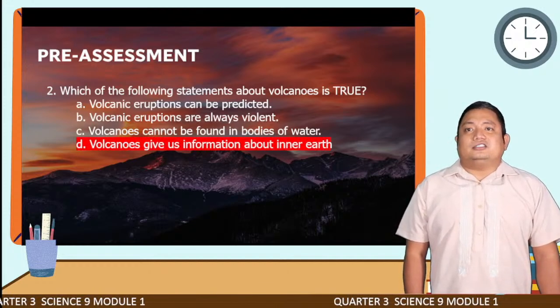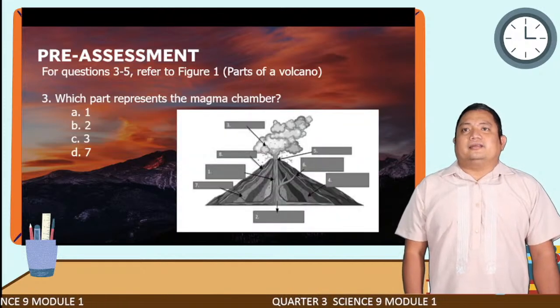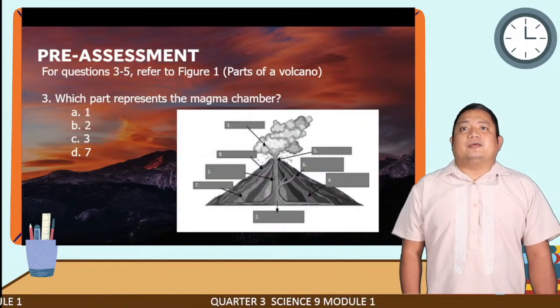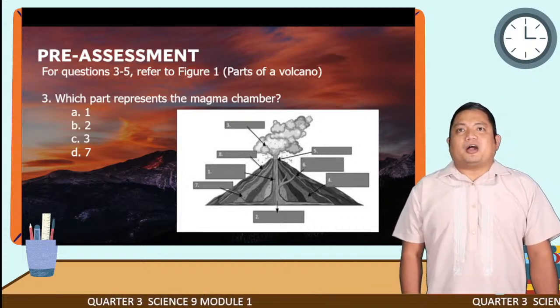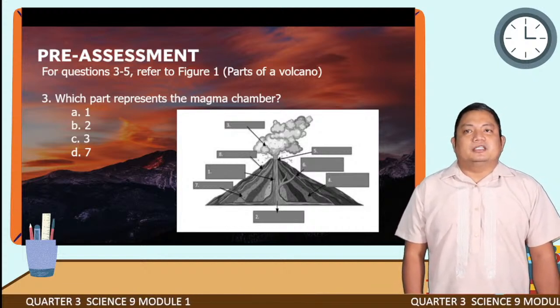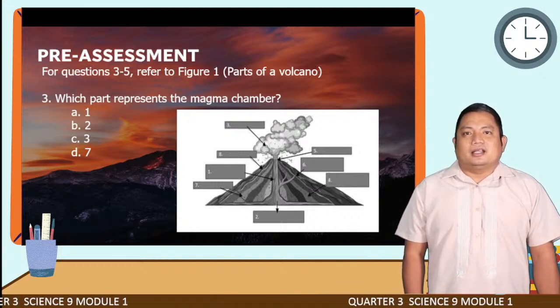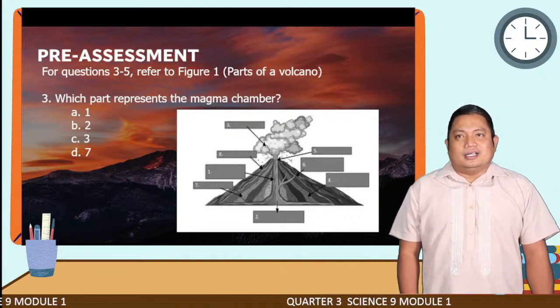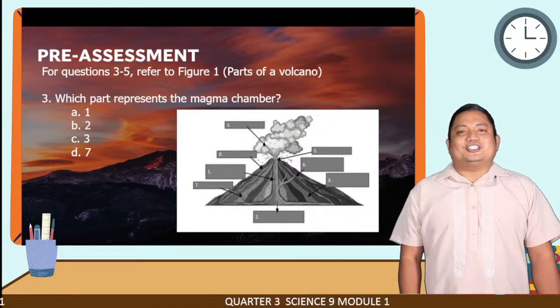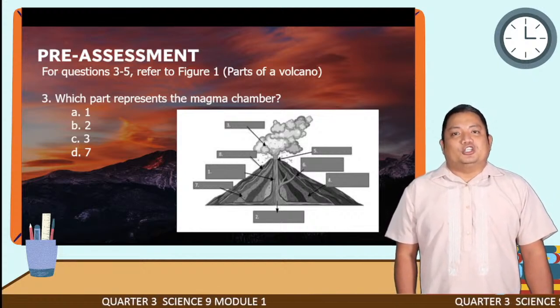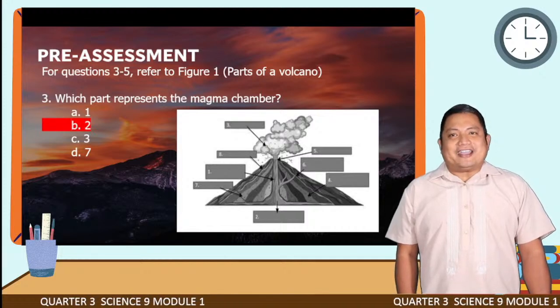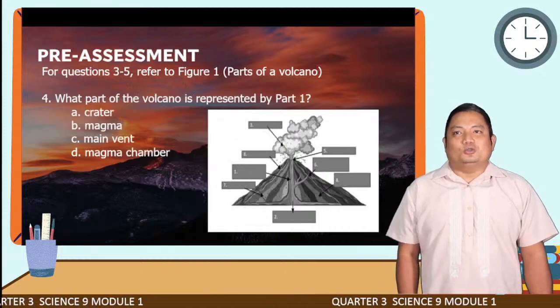Number three, for questions 3 to 5, refer to Figure 1, parts of a volcano. Which part represents the magma chamber? Letter A, 1. Letter B, 2. Letter C, 3. Or letter D, 7. Your answer. You got it right. It is letter B, 2.